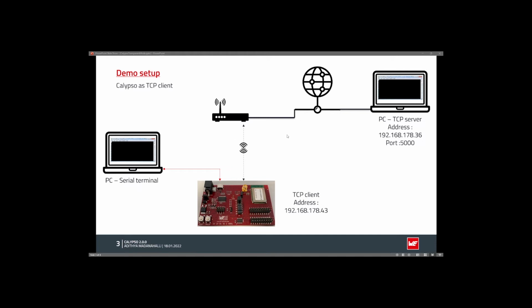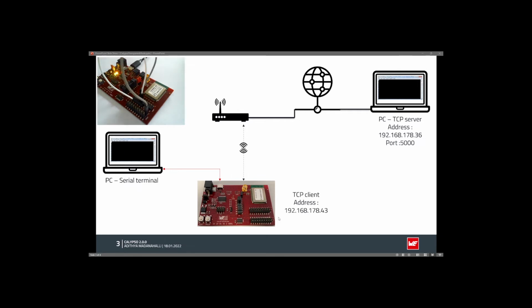Once the connection is established, all the data that I type in on the serial terminal will be forwarded over the Wi-Fi onto the TCP server. And all the data that is given in from the TCP server will be forwarded onto the UART interface to the serial terminal on the laptop. Let us begin this demo by configuring the Wi-Fi module.